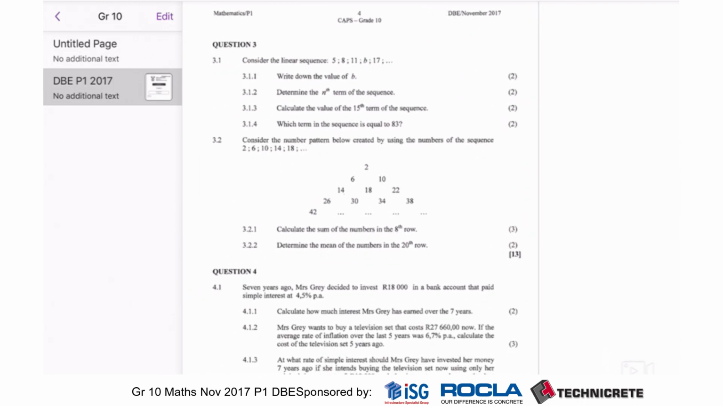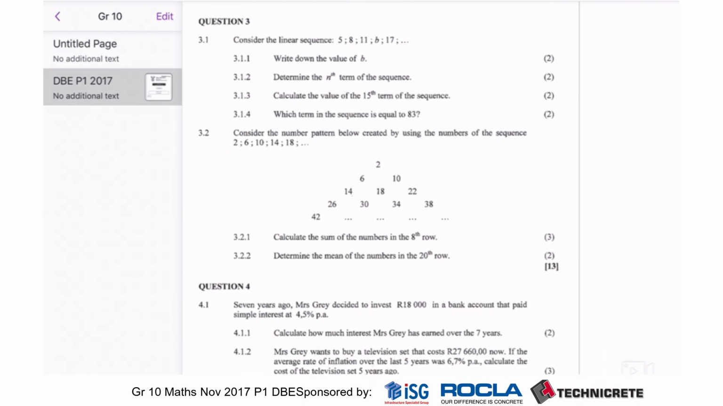Okay. The next question we're going to look at now is question 3. We're moving on to number patterns. It says, consider the linear sequence. So we're working with the linear sequence. We've got 5, 8, 11, a missing value of b, and 17. First question says, write down the value of b.